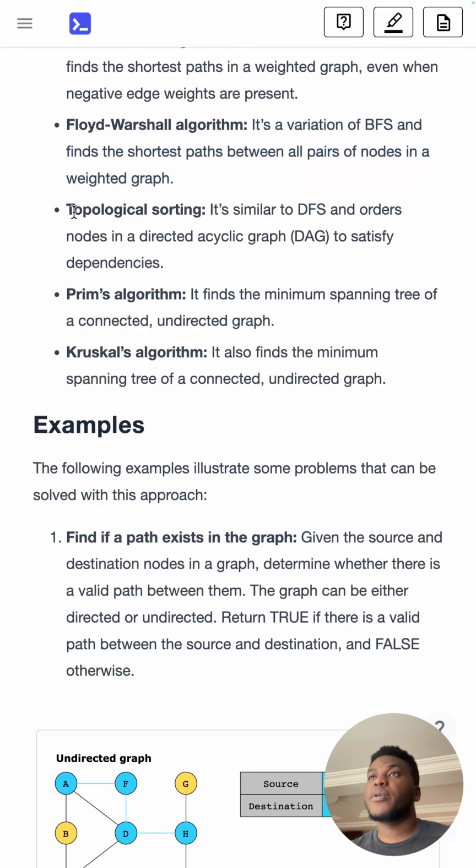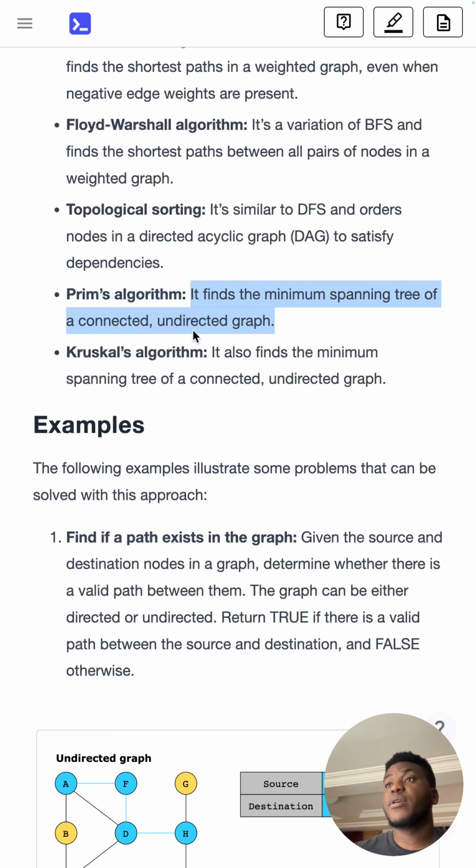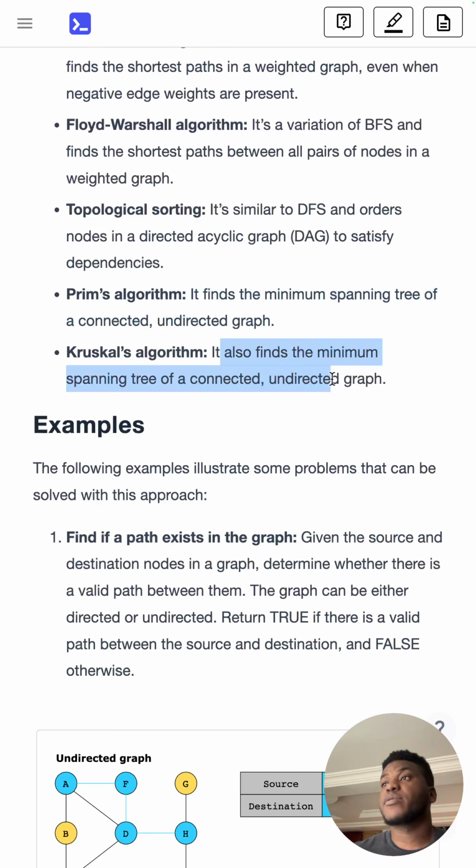Topological sort, there we are. Remember this guy? So it's similar to DFS and orders nodes in a DAG, a directed acyclic graph, to satisfy dependencies. I think most of our cases were actually breadth first search because we ended up using queues, not stacks, but I digress. Prim's algorithm finds the minimum spanning tree of a connected undirected graph. Kruskal finds the minimum spanning tree of a connected undirected graph.